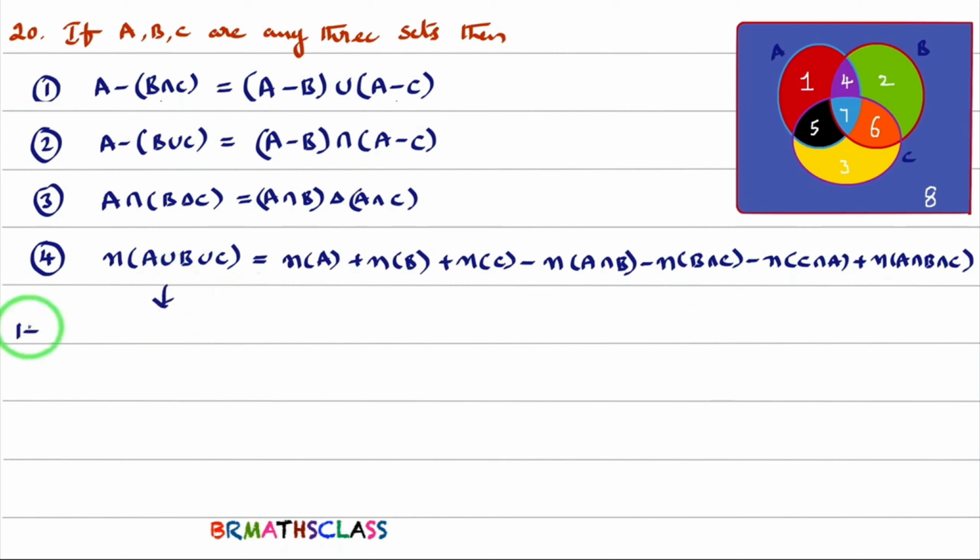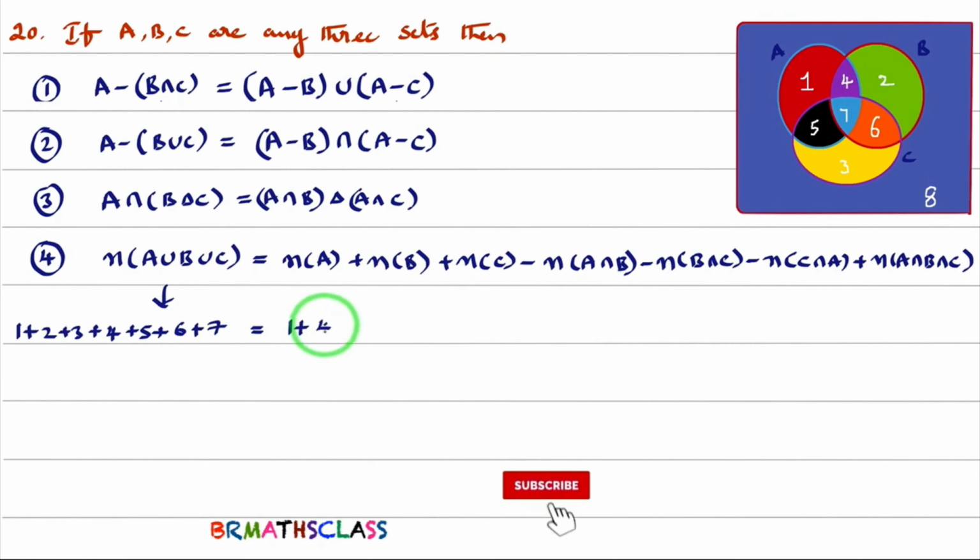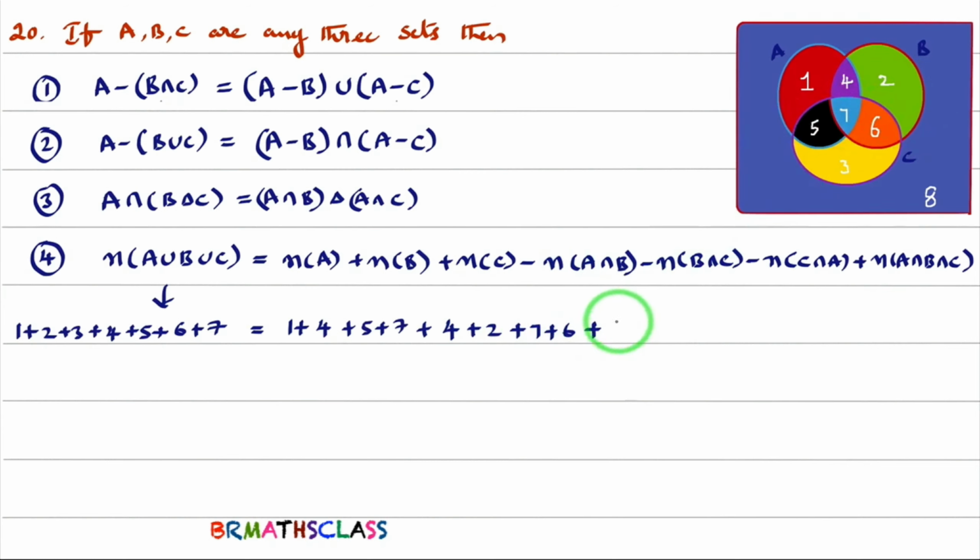So what is n of A union B union C? 1 plus 2 plus 3 plus 4 plus 5 plus 6 plus 7, right? Other than this 8, so up to 7. Okay. n of A. What is A here? A is 1 plus 4 plus 5 plus 7. Okay, n of B. What is B here? B is 4 plus 2 plus 7 plus 6, plus n of C. What is C? This is C. What is C here? 5 plus 7 plus 6 plus 3, minus n of A intersection B.